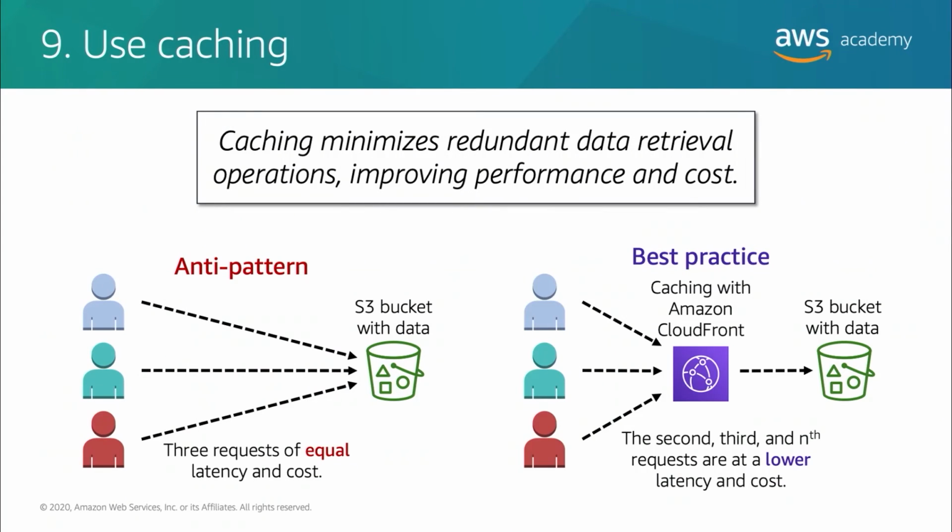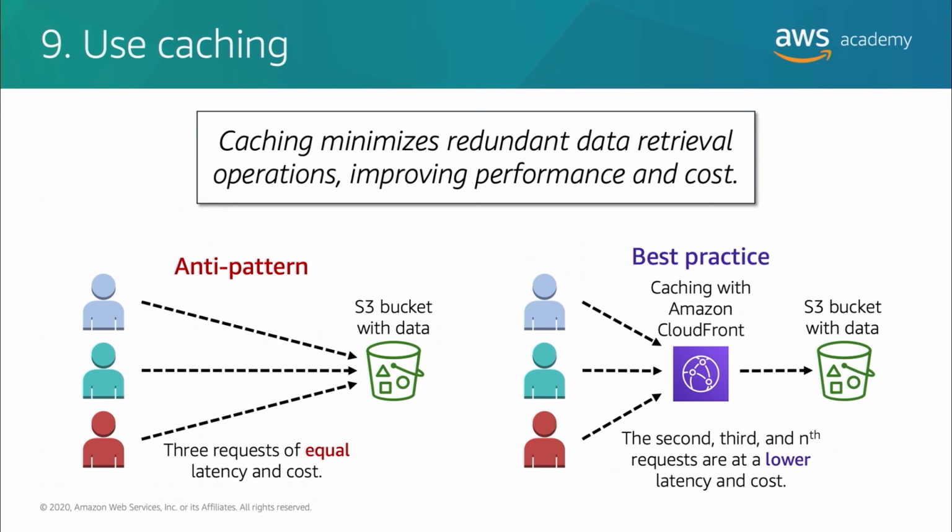Caching is a technique that makes data requests faster and reduces network throughput. Caching temporarily stores reference data nearby because it might be needed again. In the anti-pattern example, no caching service is used with Amazon Simple Storage Service or Amazon S3. When anyone requests a file from an S3 bucket, each request takes the same amount of time to complete. Also, each request costs the same.